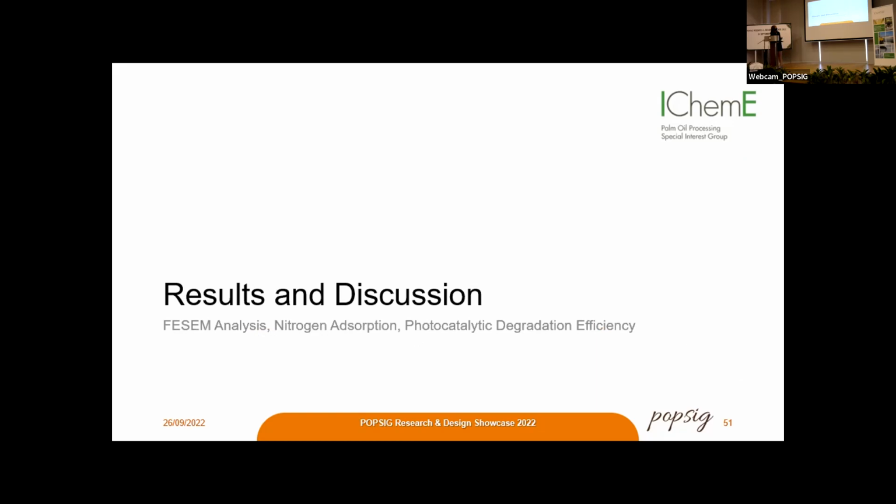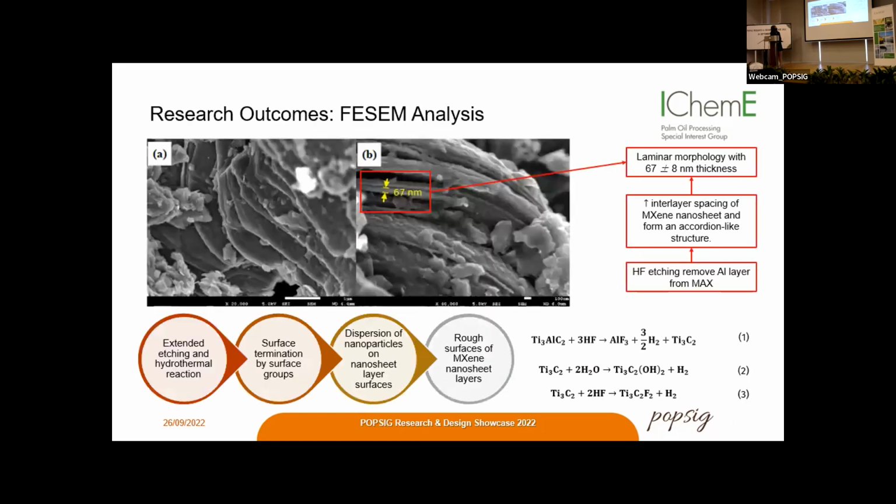So here are the results and discussions. We can see that in this physical analysis, the figure here, the produced MXene will have a laminar morphology of 67 nm thickness. This is caused by the in situ HF etching, which removes the aluminum layer from the MAX phase. So we know that an extended etching and hydrothermal reaction will cause the surface functional terminations by the surface groups.